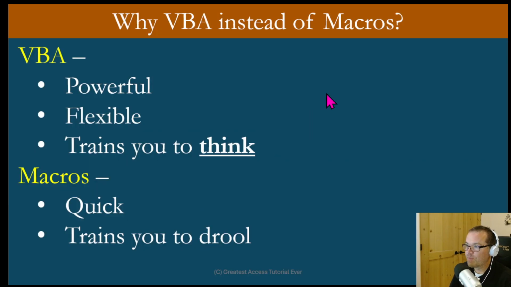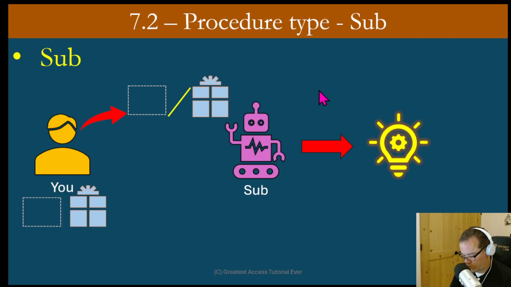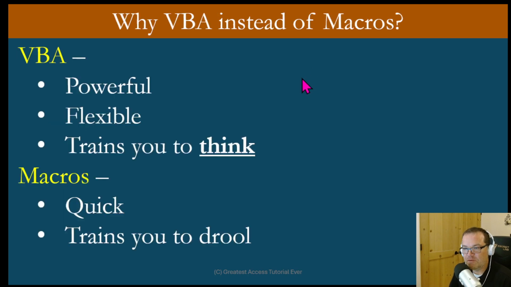Okay then. Some of you may ask, well, why are we using VBA instead of macros? Why don't we just do macros for some of the stuff? Well, because VBA is super powerful, flexible, and trains you to think. Macros are quick, and that's about it. They train you to drool. Now, I'm just kind of joking there.